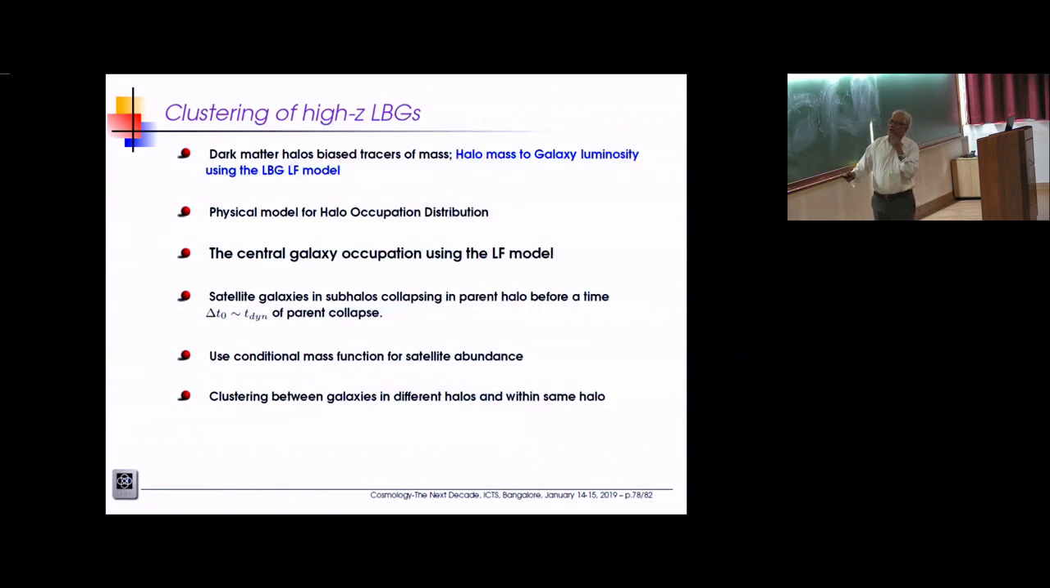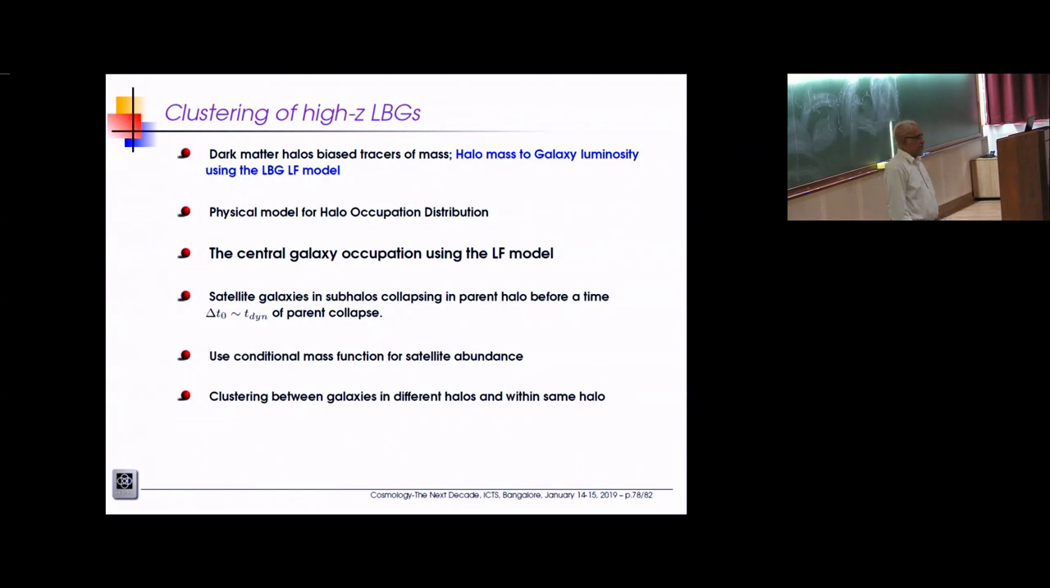For that, we tried to model it again by saying that satellites in subhalos collapsing in the parent halo before some time survive. So the same projector theory also gives you what is called a conditional mass function. Given a halo of mass m, how many smaller mass halos of a different mass can form in this? Was that also discussed? Not too much, okay. So there's one step more. So you can predict how many smaller mass halos form when a bigger halo is collapsing.